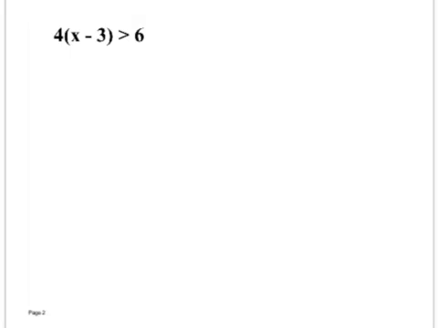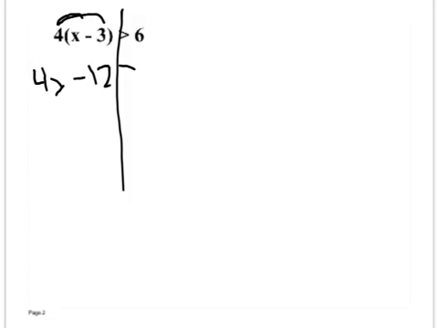Alright, write this problem. This is 4 times x minus 3 is greater than 6. We treat it just like before, like there's an equal sign there. I'm going to distribute. That gives me 4x minus 12 is greater than 6. I add 12 to both sides. Gives me 4x is greater than 18.